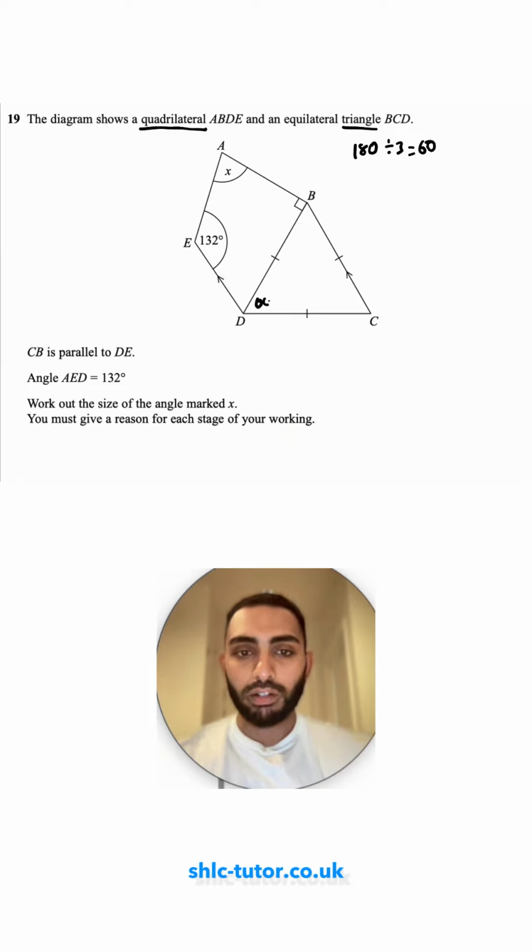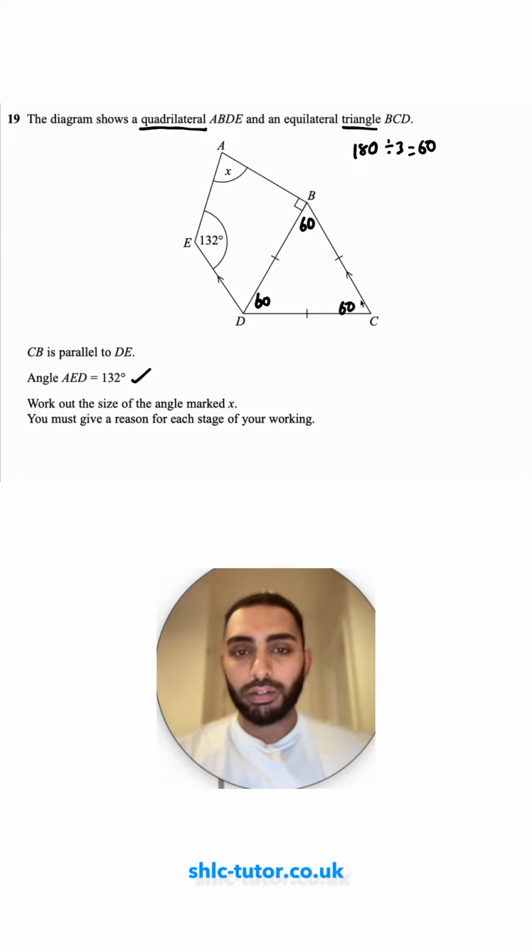That's my equilateral triangle. I'll just label all of these as 60. That's 60, that's 60, and that's 60. CB is parallel to DE. So this line, CB, is parallel to that line. And AED is equal to 132. That's already on. Work out the size of the angle marked X. So we're trying to find this angle here. You must give a reason for each stage of your working.